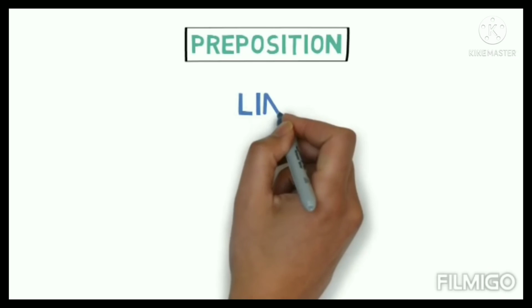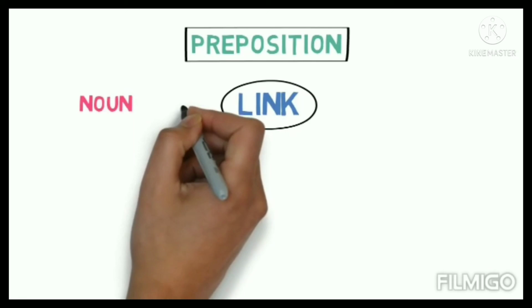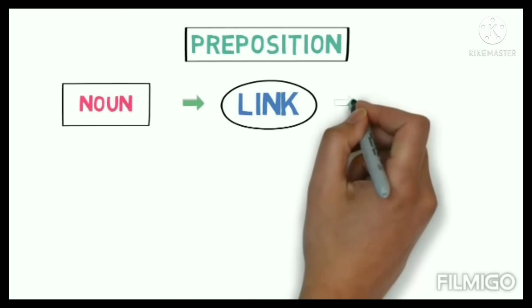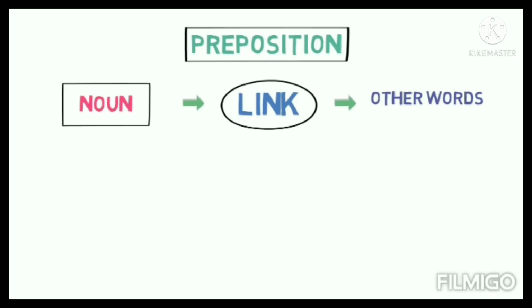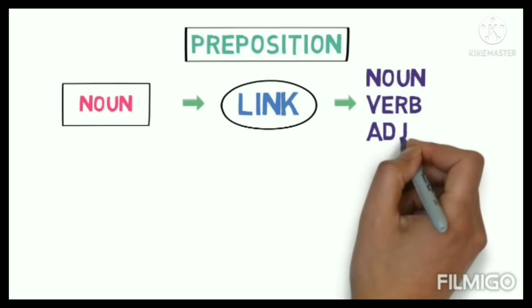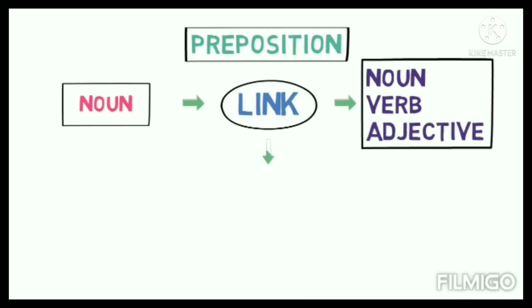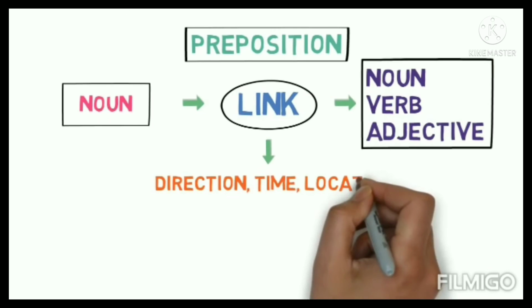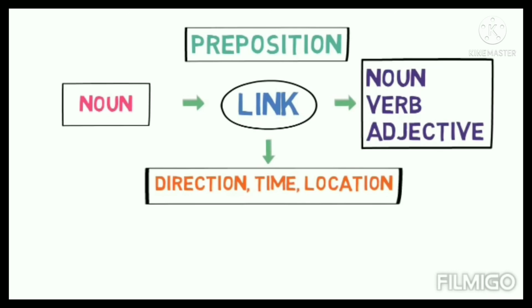What is a preposition? A preposition is a word used to link a noun or pronoun with other words in a sentence. Link here means a preposition provides a relationship between a noun or pronoun and other words in the sentence, and thus makes the sentence complete. These other words may be noun, verb or adjective. Prepositions denote direction, time, location of a noun with respect to other words in the sentence.